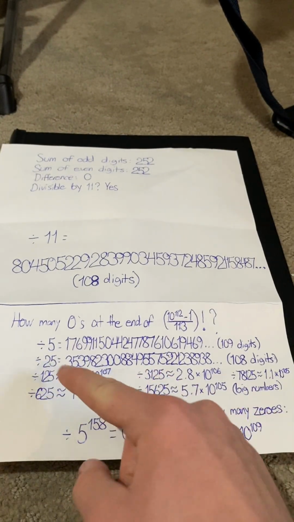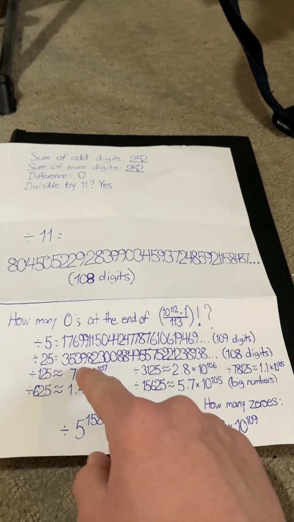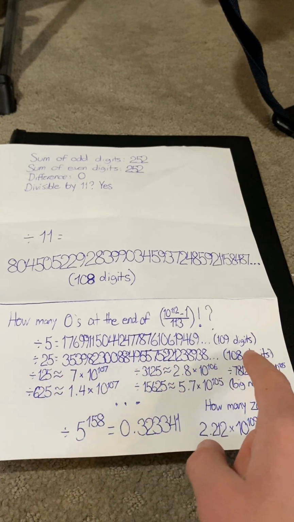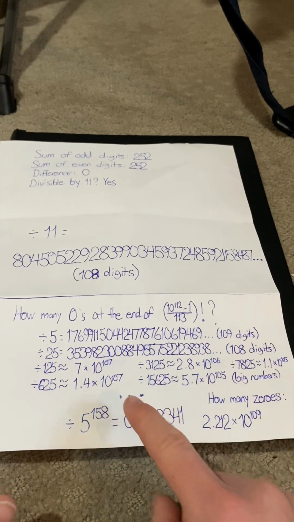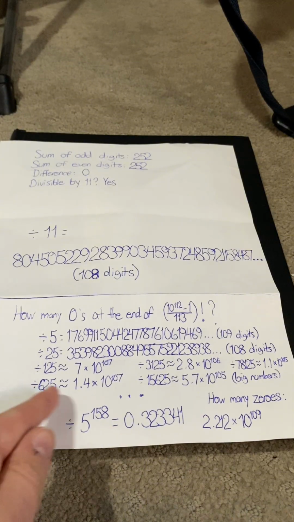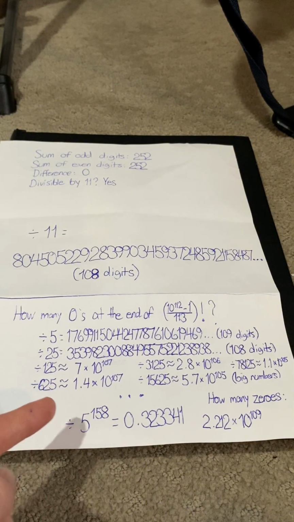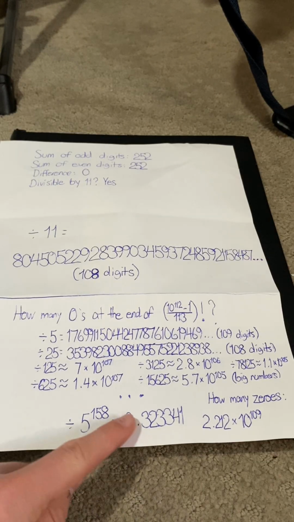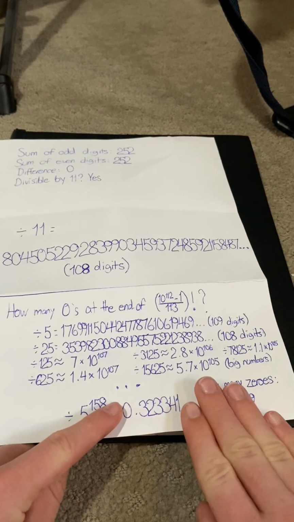The same thing happens when you divide by 25. And this is a 108-digit number. This one has 109 digits. But divided by 125, I just put it in scientific notation for you guys, as a little approximation.